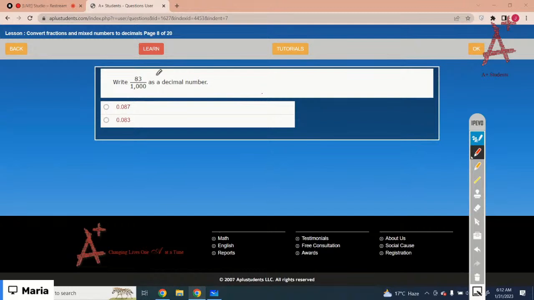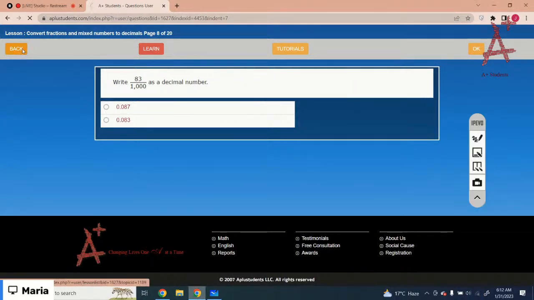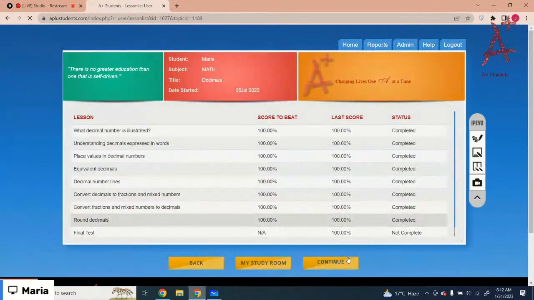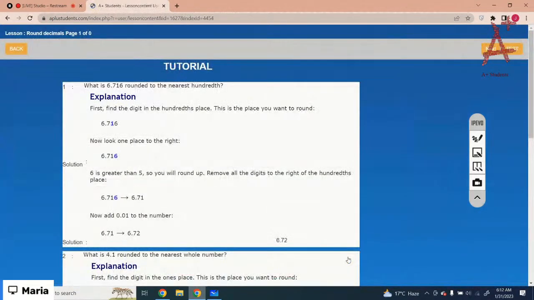Okay, you can complete the test by yourself later today. Let me just move on to the next lesson. And the next lesson is round decimals. So now we're going to learn how to round the decimal values. Very good, Aritha. It is rounding. Okay, what is 6.716 rounded to the nearest hundredths?